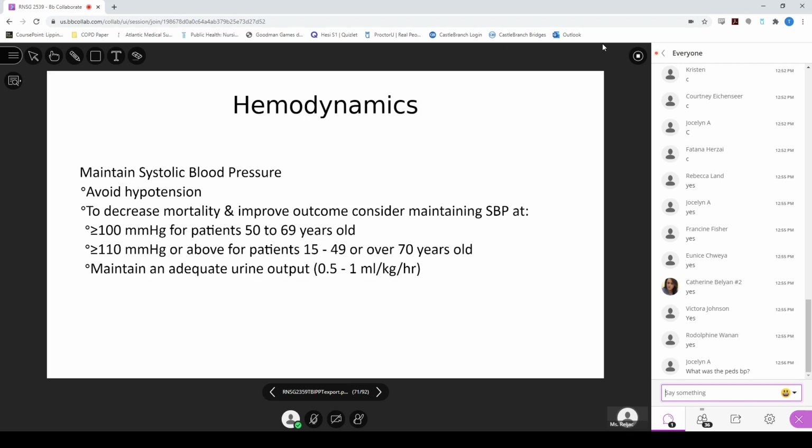Peds is not going to be as high as 110, but on this it says 15 to 49. I'm not going to give you a hard number on that because it depends. With peds, you're talking about from a neonate all the way to a 15-year-old, and that would be specialized to their age. So focus more on the age groups that I've given you.